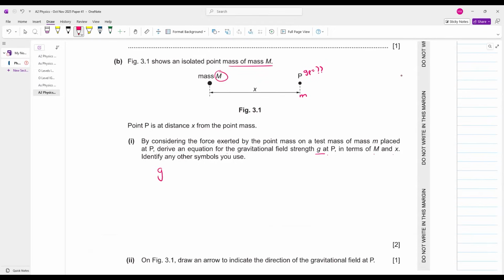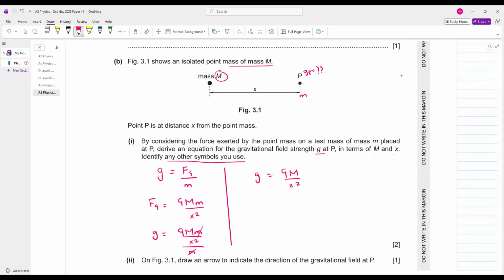Always remember, gravitational field strength is equal to the gravitational force divided by the point mass, that is the small m. What is the formula for gravitational force? Capital G, capital M, small m divided by x squared. Take this divided by m. Capital G, capital M, small m divided by x squared divided by m. Cancel, cancel. The gravitational field strength is equal to capital G, capital M divided by x squared.